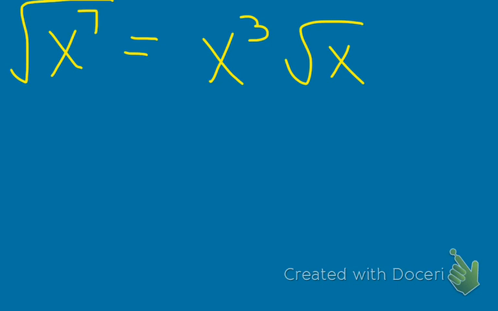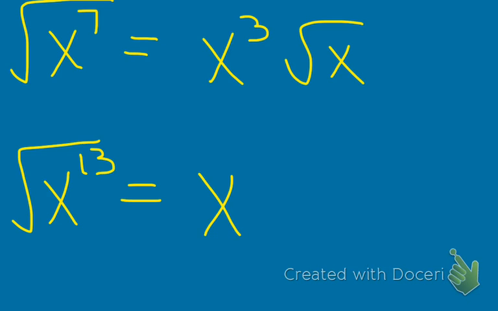Now let's do one more. We'll do x to the 13th. Okay, 12 would be the nearest even. Very good. The nearest even would be the 12th, so it'd be 6. X to the 6th because we took half of it, with one left underneath.